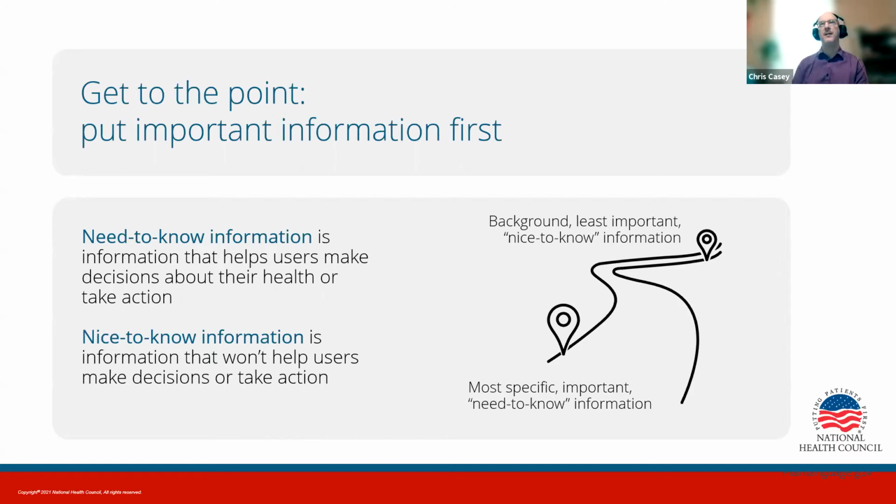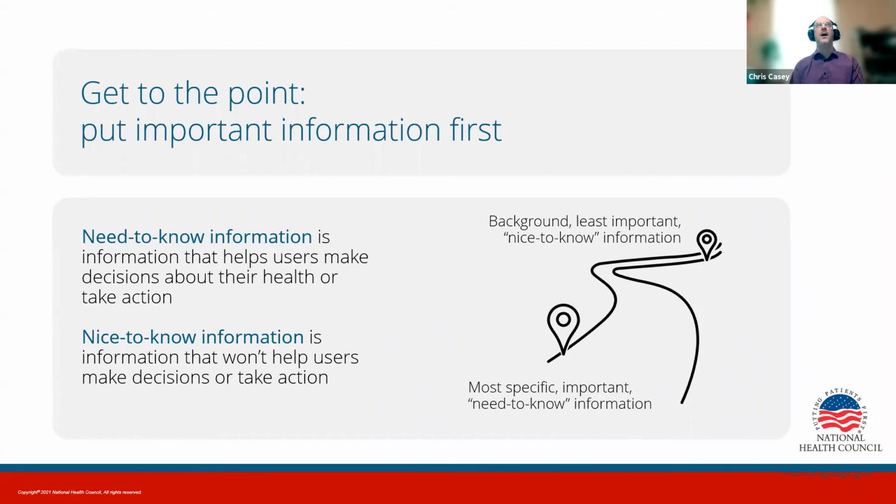Sometimes it can be hard to think about something as least important. But again, it's what's that one piece that you want them to know that's the most important. So this difference that we talk about between need to know and nice to know: need to know information is information that helps users make decisions about their health or take action. Nice to know information is information that won't necessarily help them do what they need to do.